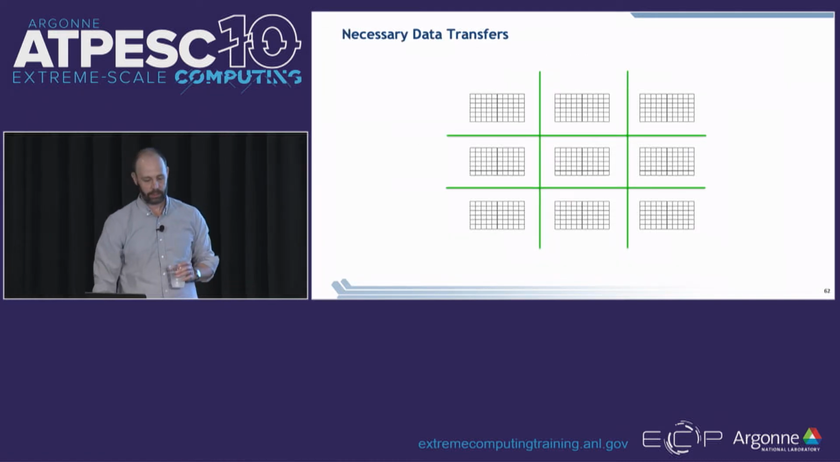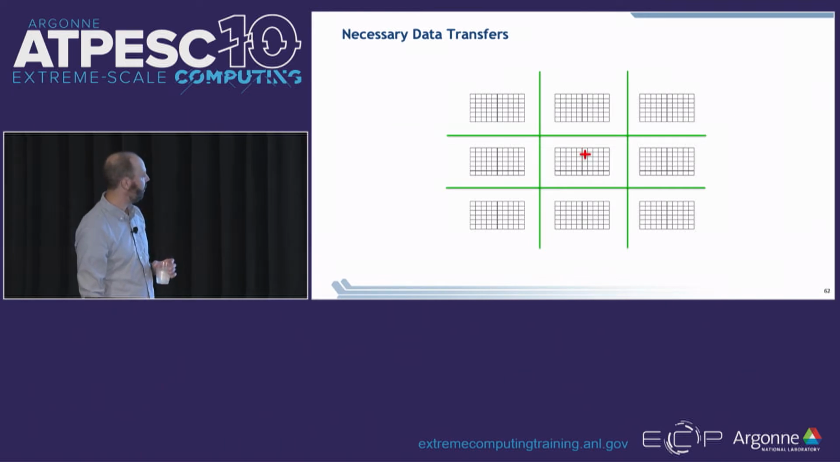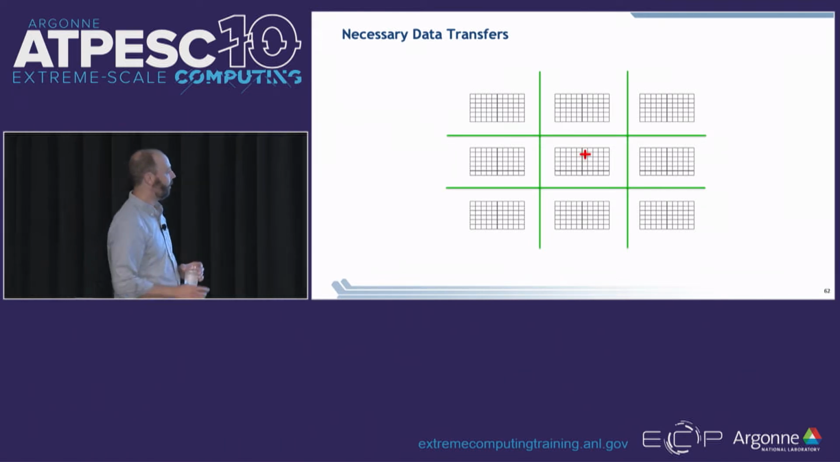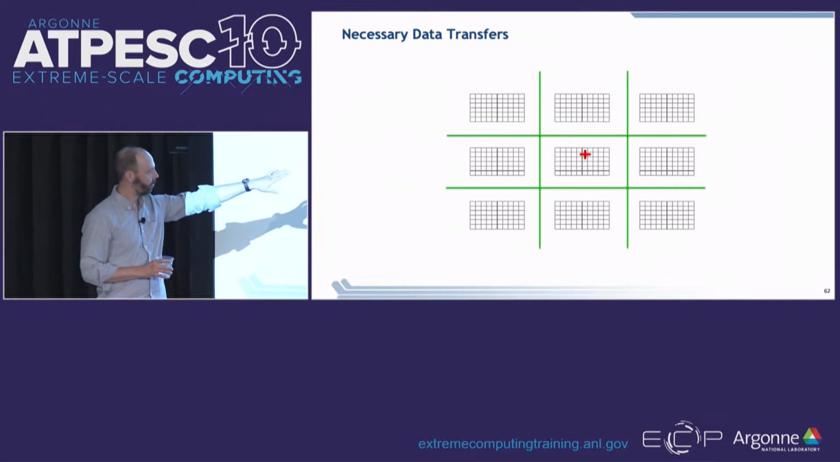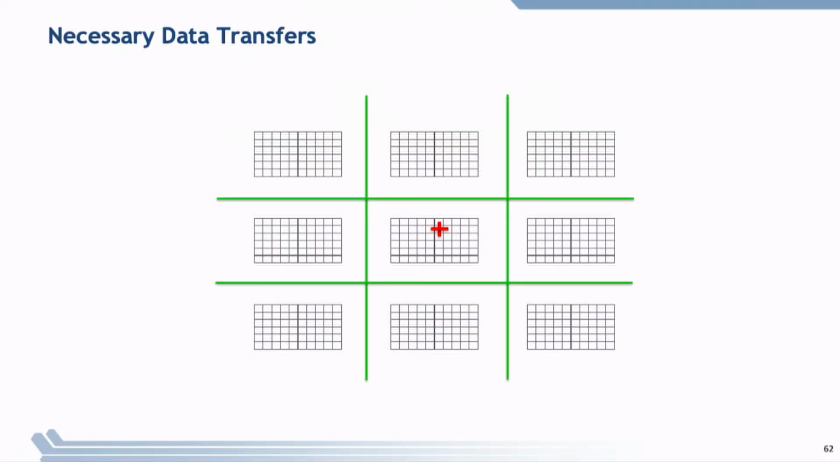So, necessary data transfers. We have a fancy animated slide here. Imagine I'm the red plus there, so I'm doing the calculation for the updated value of the point in the middle of the plus. I need to get the value of heat in the north, south, east, and west directions. In this case, I have all that data locally, because this patch here represents my local data.